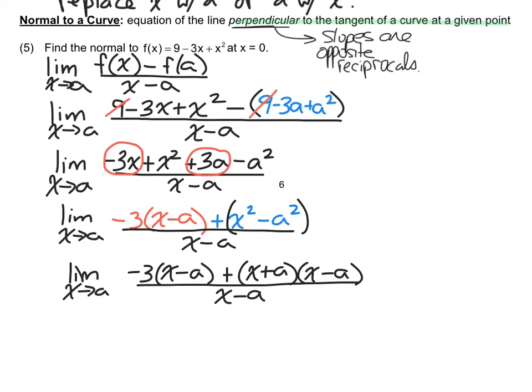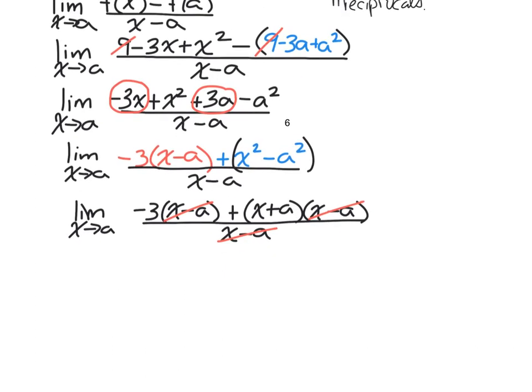Anyway, this next step, instead of actually factoring out an x minus a, I say, well, I have an x minus a in each term of my fraction, so we'll do a little shorthand cancellation. So I have a -3 plus x plus a.